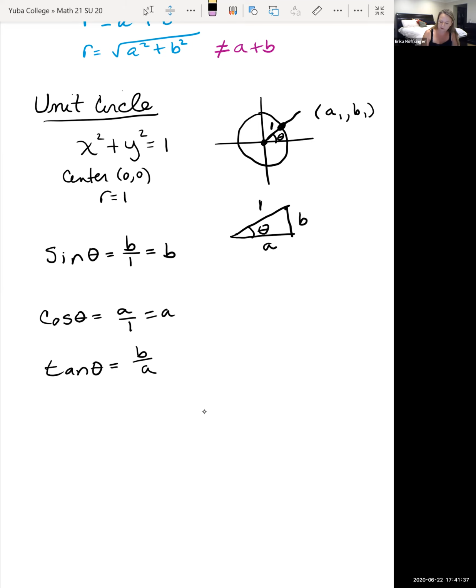So the reciprocal function of sine theta is cosecant theta. So this would be 1 over b. The reciprocal function of cosine theta is secant theta. That would be 1 over a. And cotangent theta is a over b. Oops, and these all should be subs of 1 in this case, unless we want to just get rid of that sub 1 in here. That might be easier. There we go.